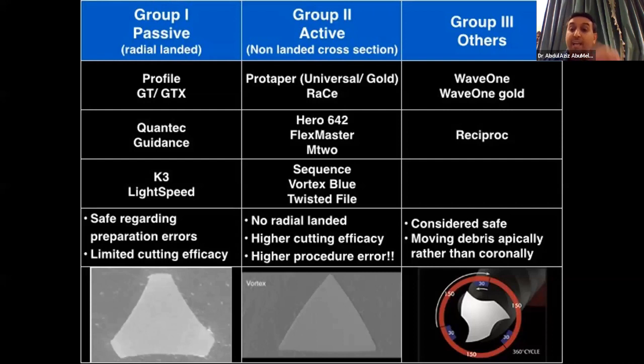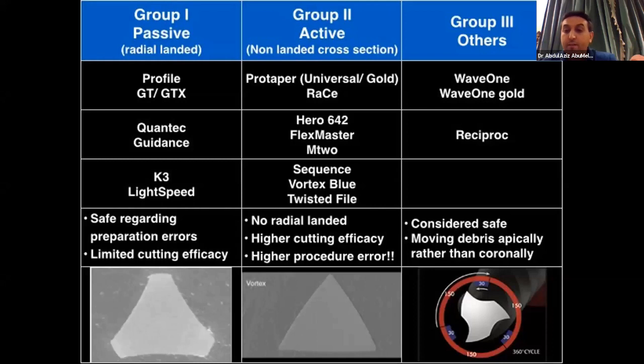Group two is active, and it's really aggressive because of the cross section. You can see it's sharp. What goes underneath it is the ProTaper family, Universal, Gold Taper. We have the RaCe from FKG, Hero, we have the M2, the Sequence. Now the Vortex and the Vortex Blue are the new generation from the ProFile of group one. So you have to know the difference. Twisted File is an older generation than TF Adaptive.